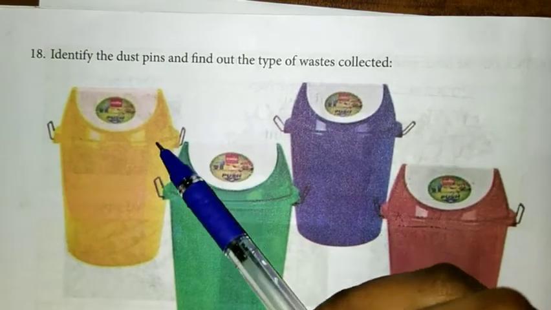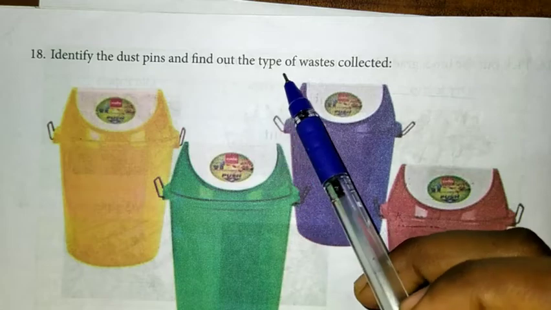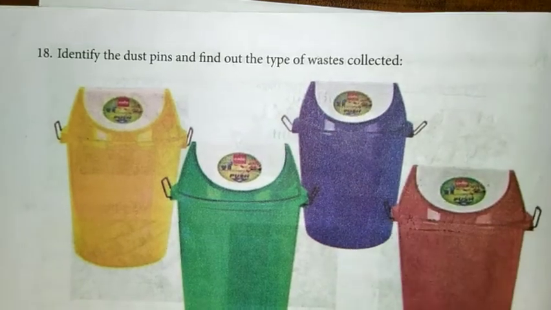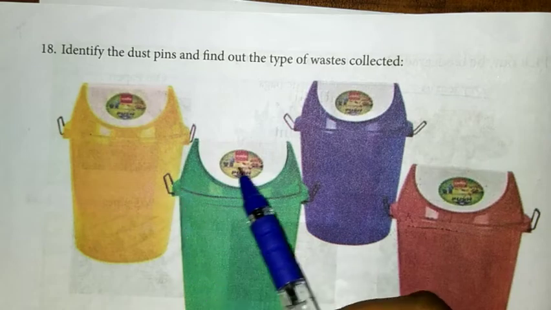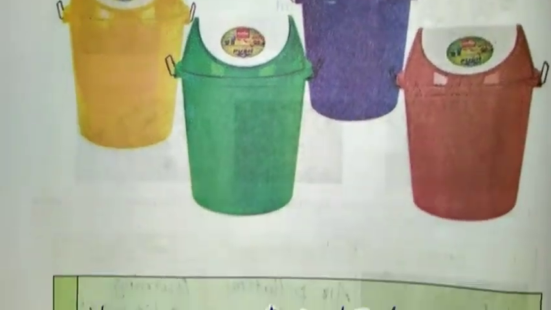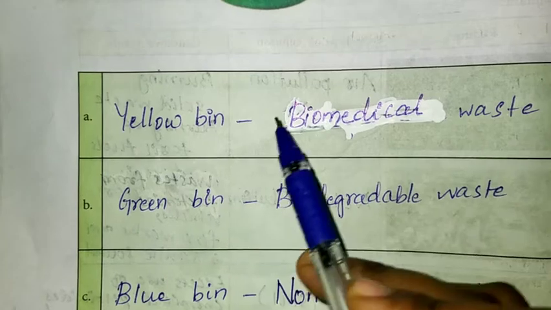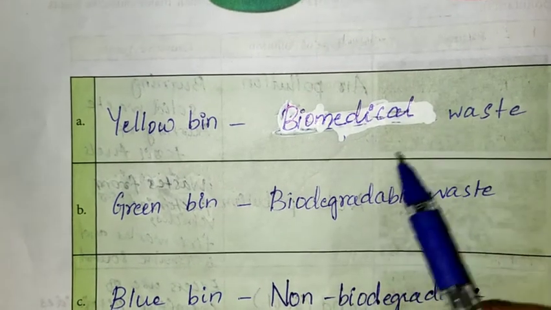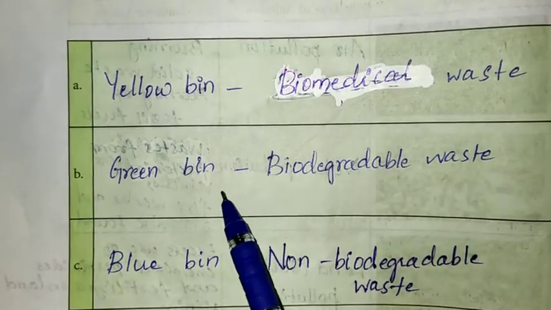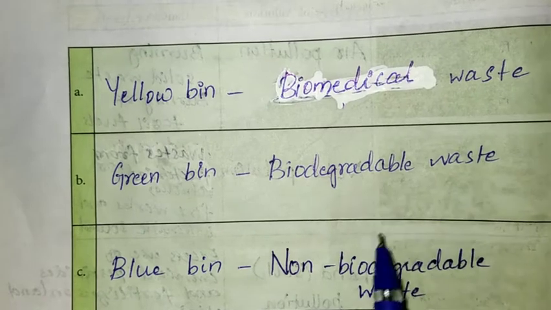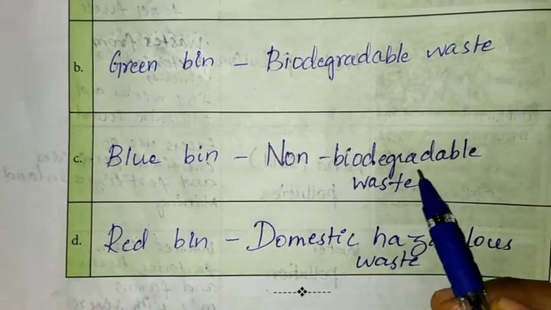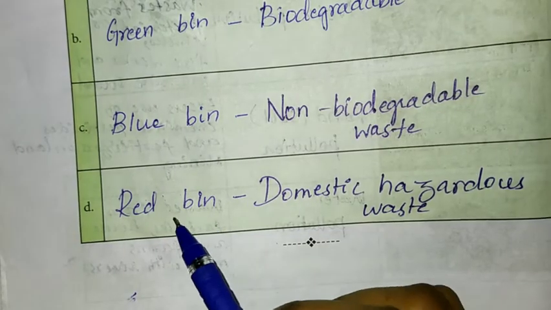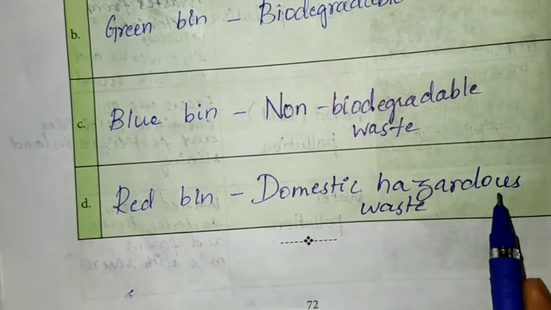18th question. Identify the dustbins and find out the type of waste collected. We have to find out what type of waste are collected in the different colors of dustbins. So first one is yellow bin, biomedical waste, and green bin is used for biodegradable waste. Then blue bin is used for non-biodegradable waste. And red bins are used to collect domestic hazardous waste.